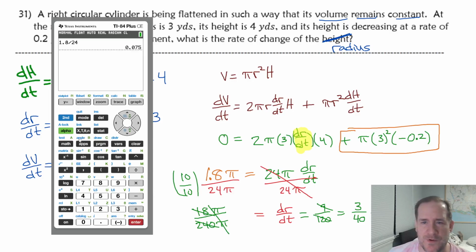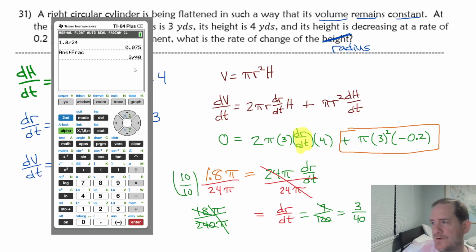And just remember, you can go into your math menu at any time and choose convert to fraction, and it's going to do that math for you. So if you want to stay on my good side, then give me the fraction, 3 over 40. It's not like it's hard to do. You don't have to do what I did.